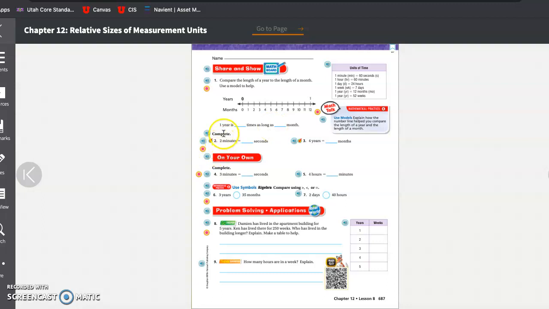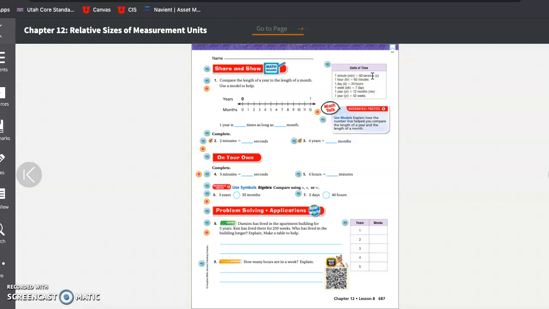Okay, so now let's go ahead and complete these. I'm going to give you guys just a couple seconds to complete 2 and 3. You can pause it if you need. So 2 minutes equals 120 seconds, right? Because if we know that 1 minute is 60 seconds, then we can just multiply that.